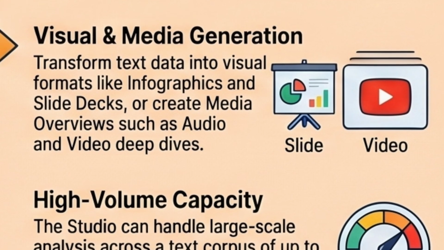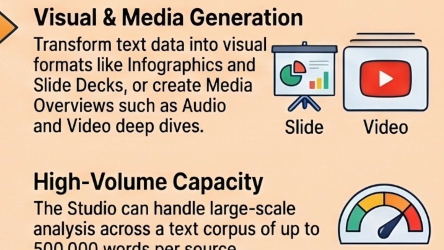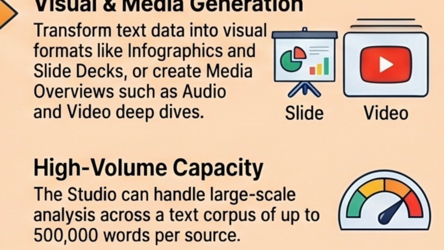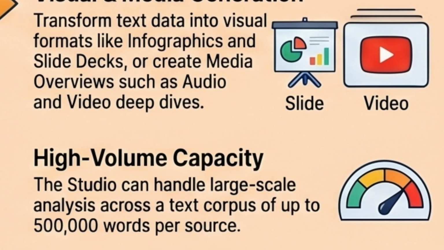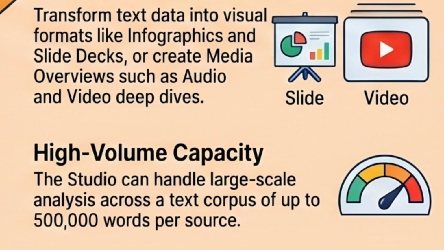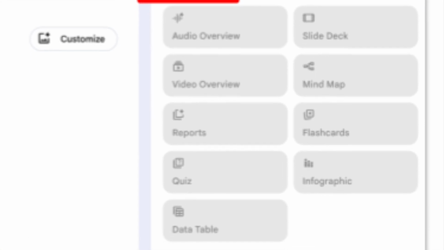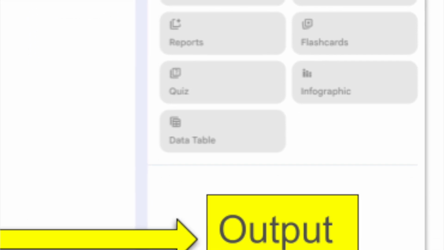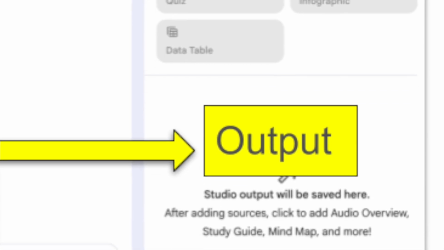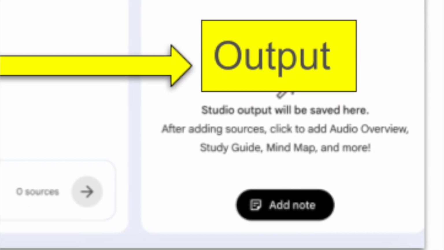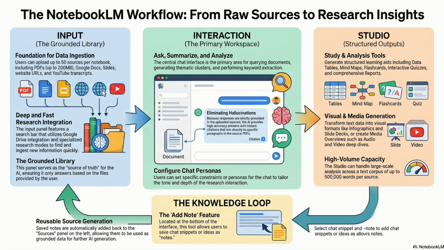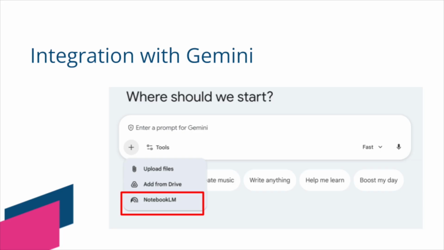Others are focused on generating visuals based on your data, such as the infographics and slide deck tools. There are some focused on media creation, with options for audio overviews, often used for the popular podcast-style summaries, and video overviews. Also, I want to point out the Add Note button at the bottom, which allows you to save specific snippets or thoughts generated during your interactive sessions. You can then add those back into your sources and have the Studio generate an output based on what you produced within that chat session.